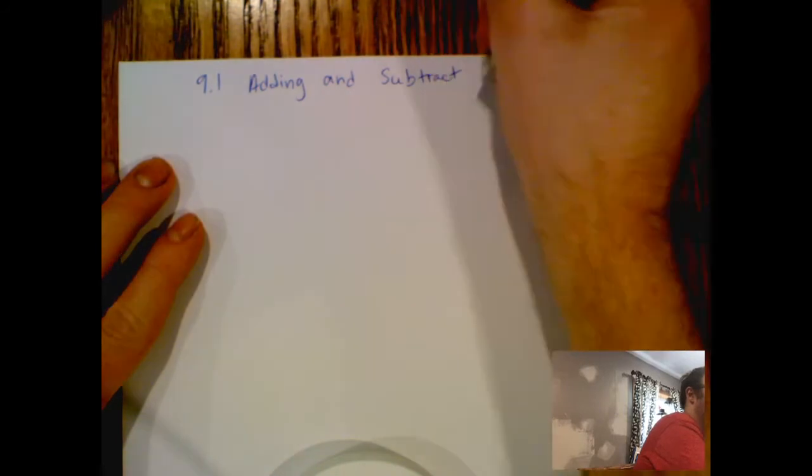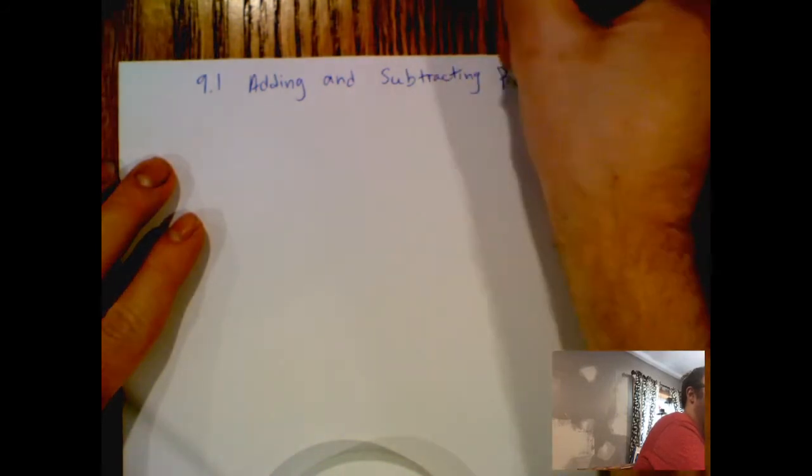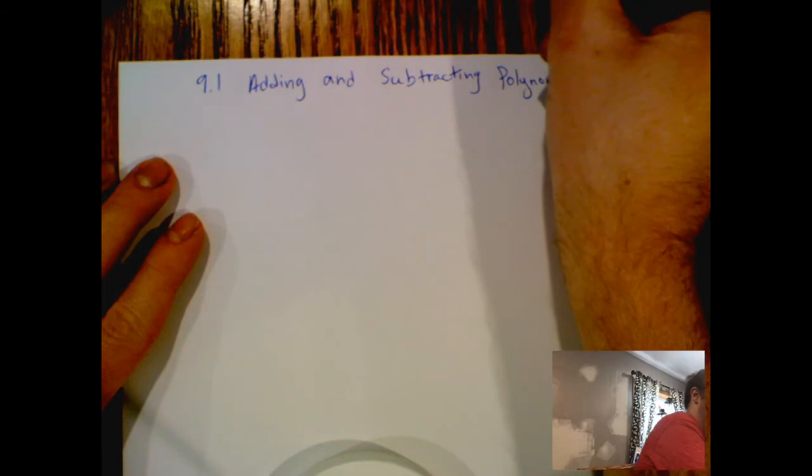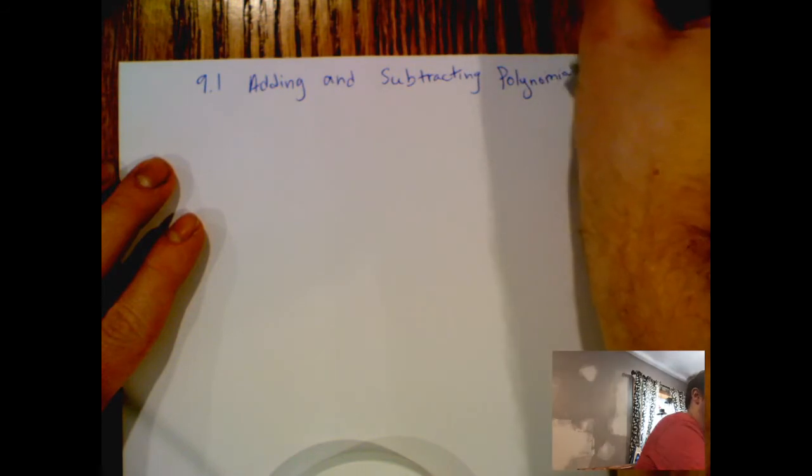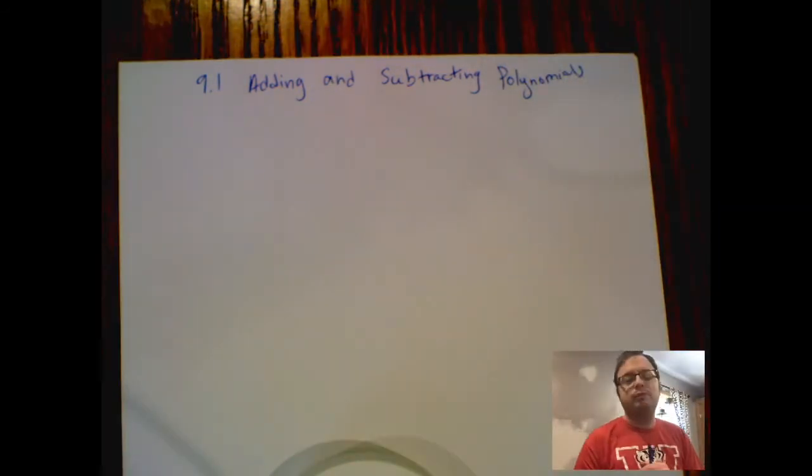Today we are going to be studying a new chapter, a new section of the book, and this is going to be 9.1. Let me just move this up so you can actually see what I'm doing. So we're going to be doing 9.1, which is adding and subtracting polynomials. Okay, adding and subtracting polynomials. Before we get started, I want to review what polynomials are.